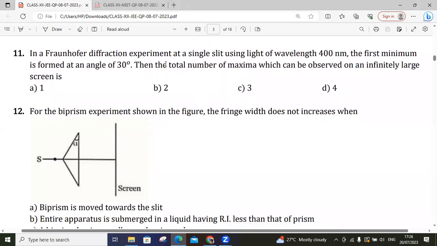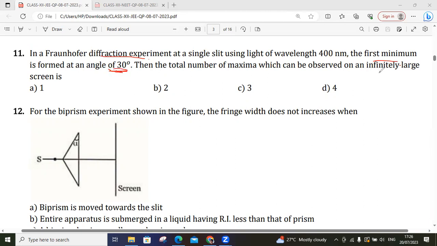In a diffraction experiment in the single slit using light of wavelength 400 nanometer, the first minimum is formed at an angle 30 degrees, and the total number of maxima which can be observed on an infinitely large screen is. This is a diffraction experiment, right? They are telling first minimum is formed at 30 degree, right?